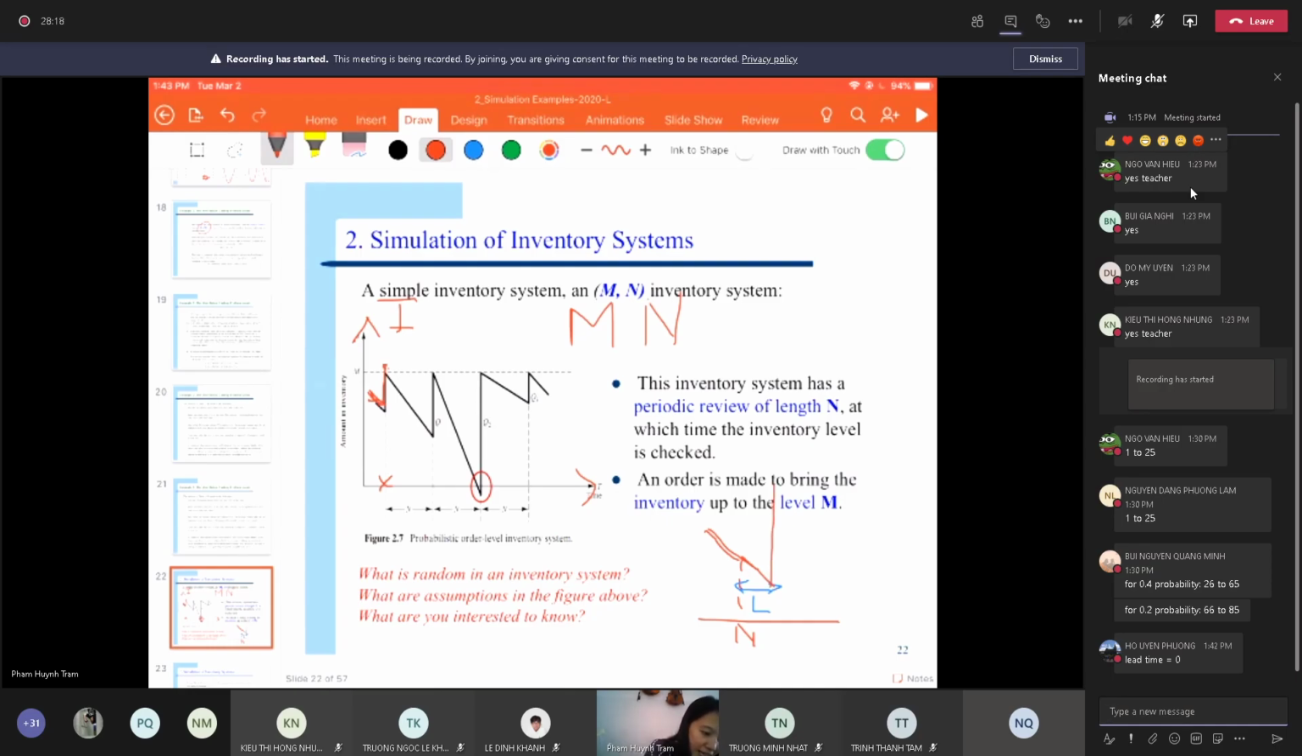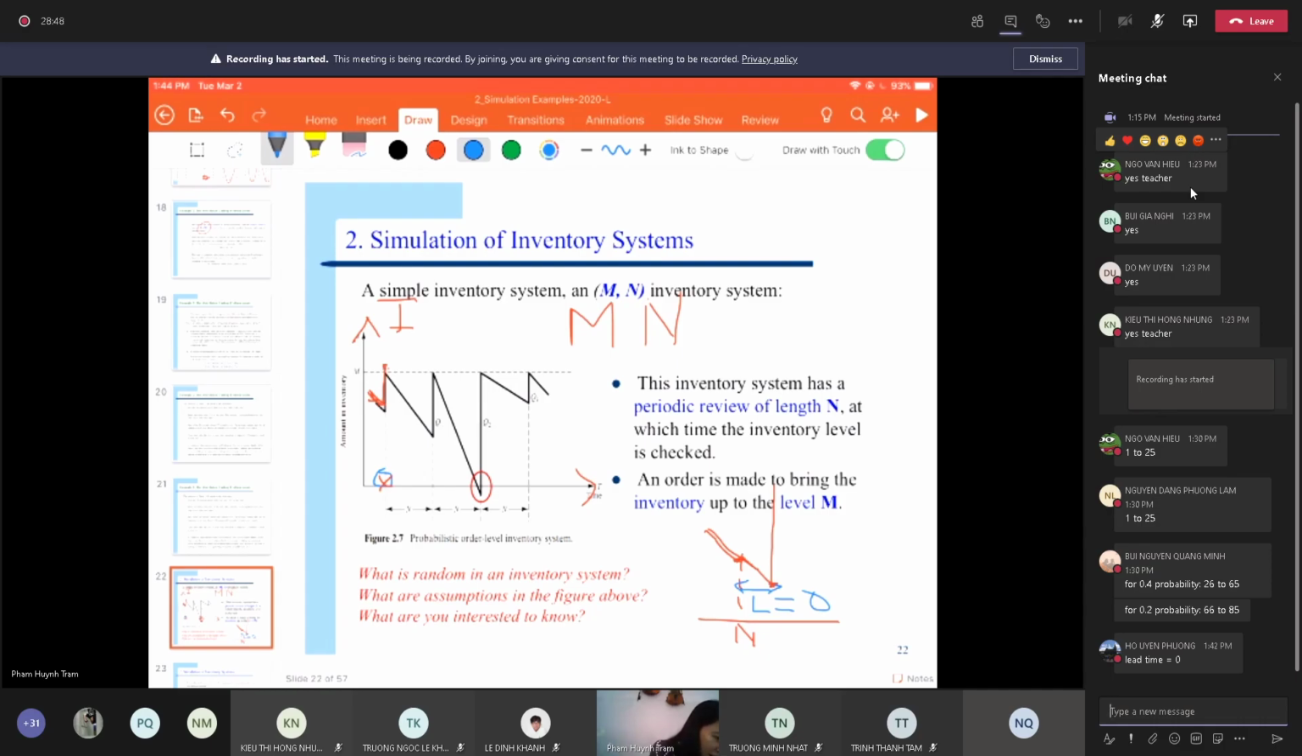So there will be a lead time between when we place an order and when we receive the stock and our inventory level increases. But here in this figure, we assume this lead time is equal to 0. So we place an order here and we immediately receive the inventory. Okay, very good.